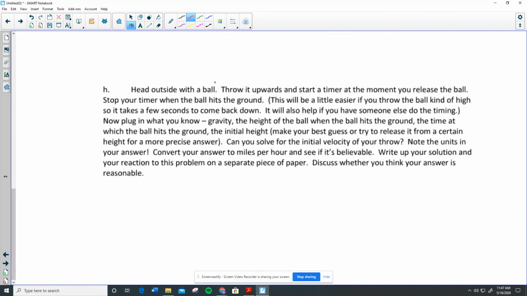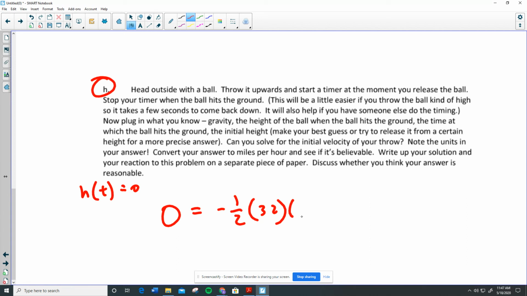Finally, last thing, some people had trouble setting up h. What you're doing for h is this. You're saying, all right, when does it hit the ground? Well, it hits the ground when h of t equals 0. So your setup is 0 equals negative 1/2 times 32. That's the g. Whatever your time is, that gets plugged in here. So that'll be different for every single person, but it gets plugged in there. Then it's plus v sub 0 times t. Well, we don't know what v sub 0 is, but we're going to know what t is. That's your time. It gets plugged in again.